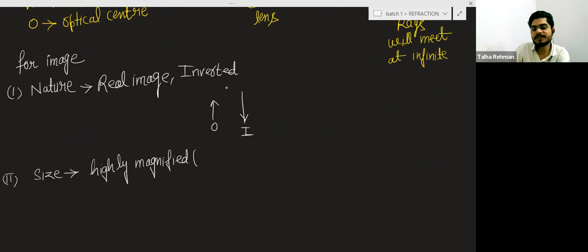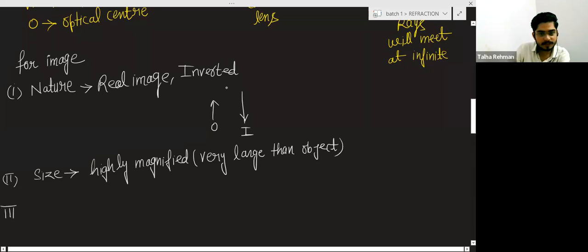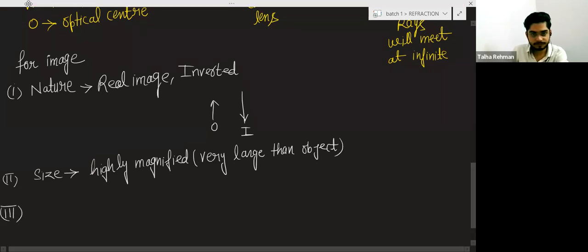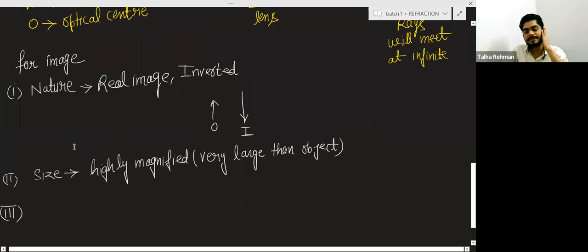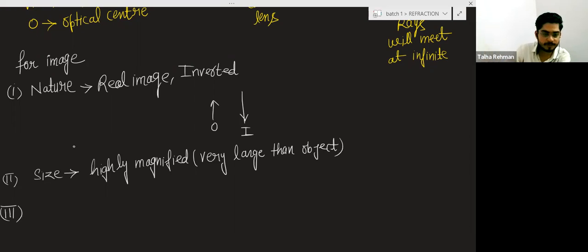Highly magnified means very large, very much larger than the object. Now the third point, the last point, for describing the image: there is a requirement of the position of the image. So what about the position?